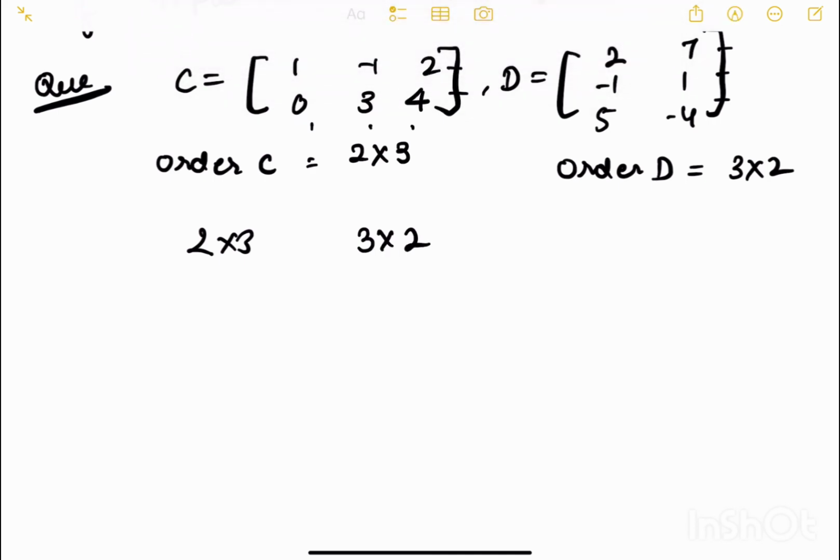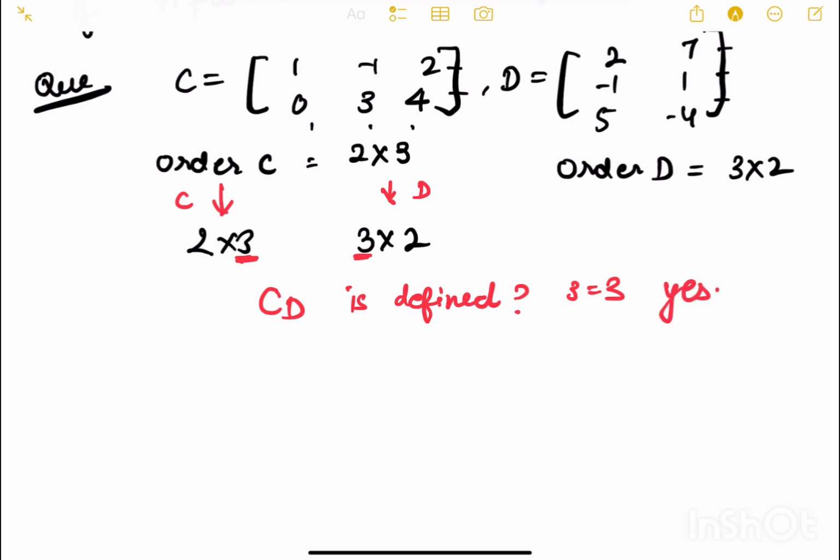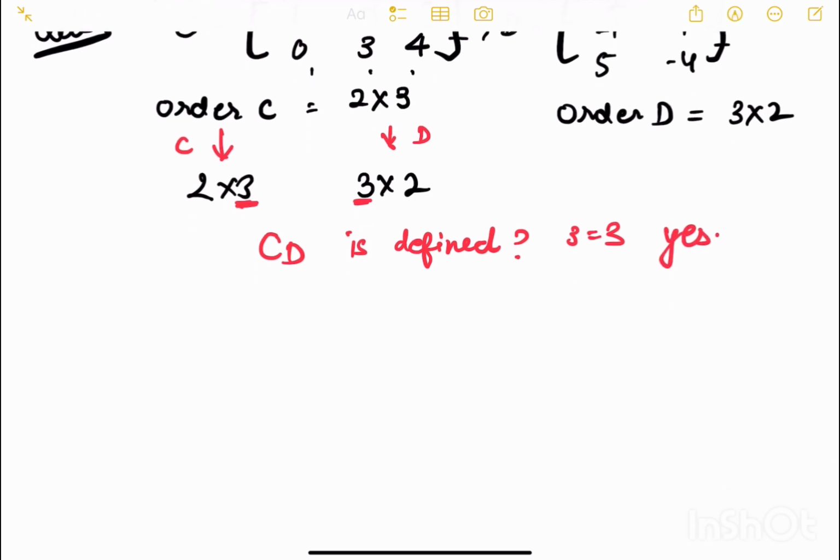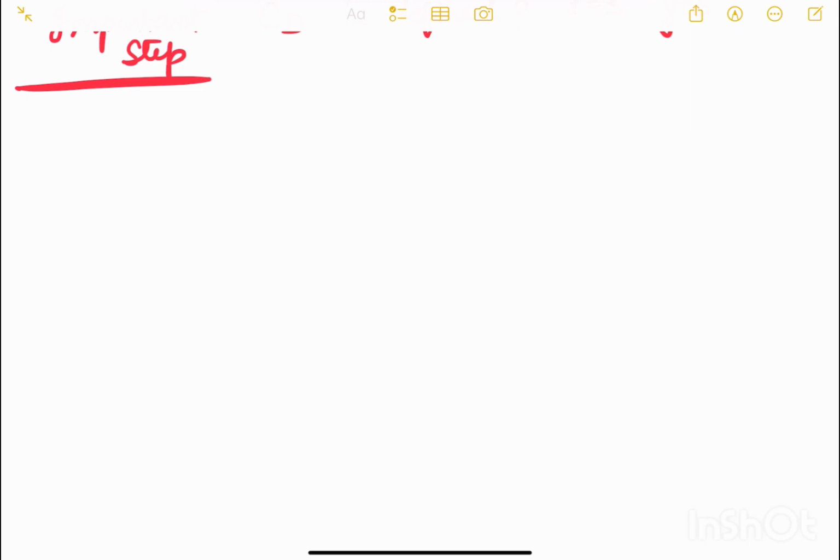Now we have to check the last number in the order of C and the first number in the order of the matrix D. They must be the same. Then only CD is defined. Why? Because 3 is equal to 3. So yes, the product is defined. This is the first and foremost important step, to check the order and whether these two values are the same. If these two values are the same, we can proceed with multiplication.